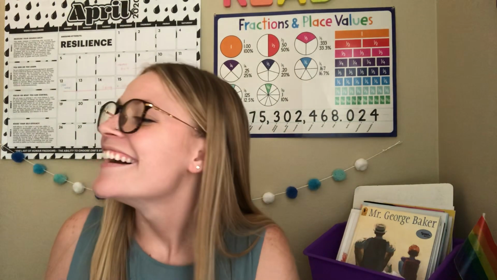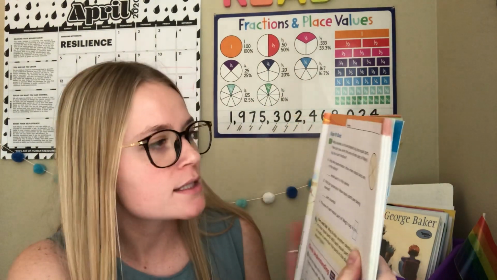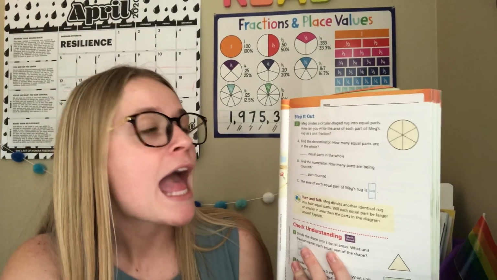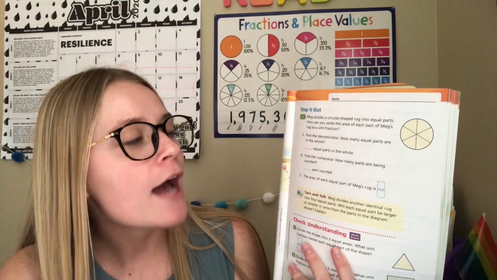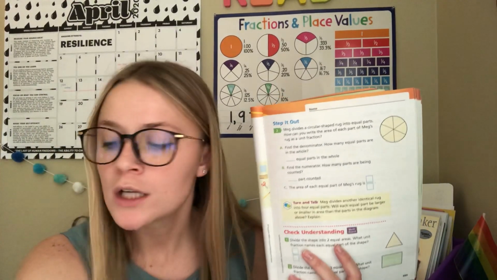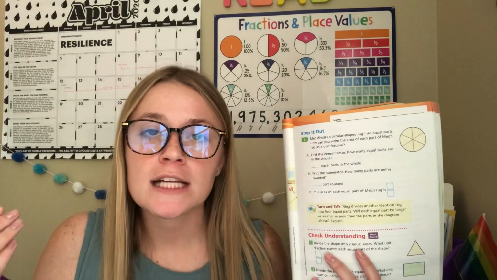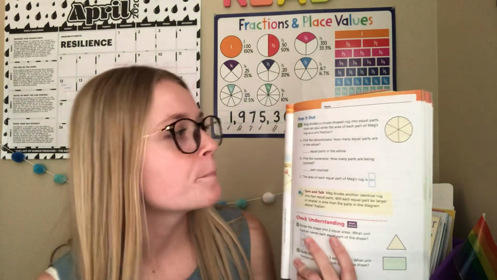To step it out. Are we feeling good so far? Okay, good. All right, number 2. Meg divides a circular shaped rug into equal parts. How can you write the area of each part of Meg's rug as a unit fraction? Find the denominator. How many equal parts are in the whole? So we know the denominator is the bottom number. The denominator tells us how many parts are in the whole circle.